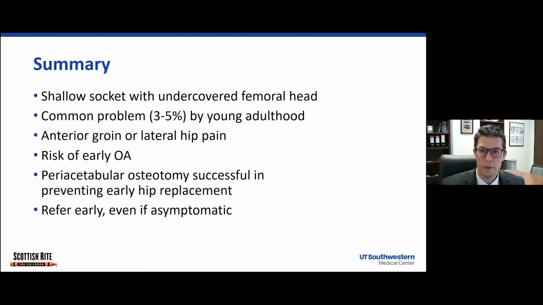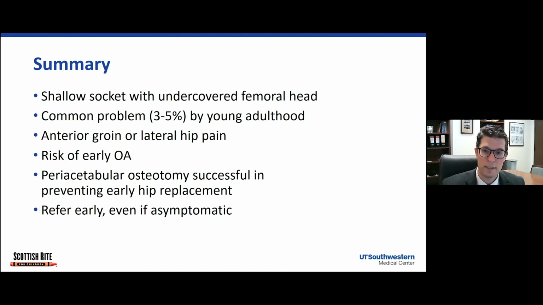So in general, or in summary, dysplasia in adolescents, just like in infants, is still a shallow socket with an undercovered femoral head. But unlike in infants, it's actually a much more common problem with 3 to 5% rates of dysplasia in young adulthood, although most of those are asymptomatic. However, in the patient that's developing anterior groin pain or that lateral abductor pain, this may be a sign that they're having some symptomatic dysplasia and they're at risk of developing early osteoarthritis.